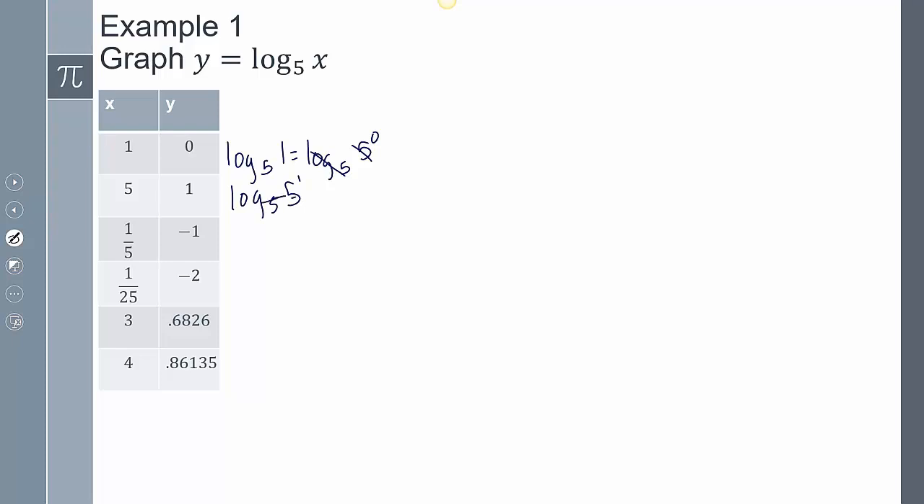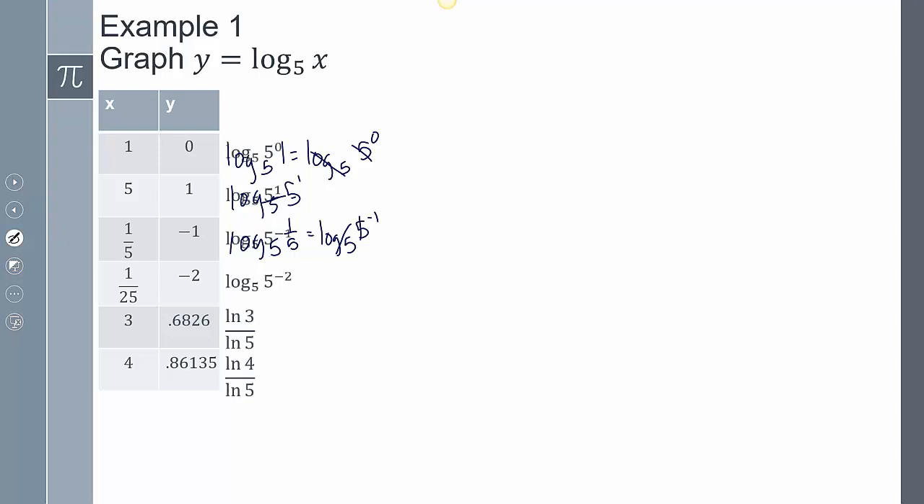And I can do the same thing if I have 1/5. Well, I get log base 5 of 1/5. Well, this is going to be log base 5 of 5 to the negative first power. Those cancel out and you get -1. We're going to talk about that further, like how I simplified those things, but that's part of the logic here.